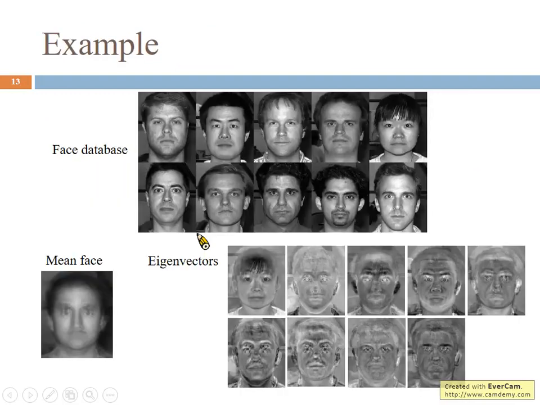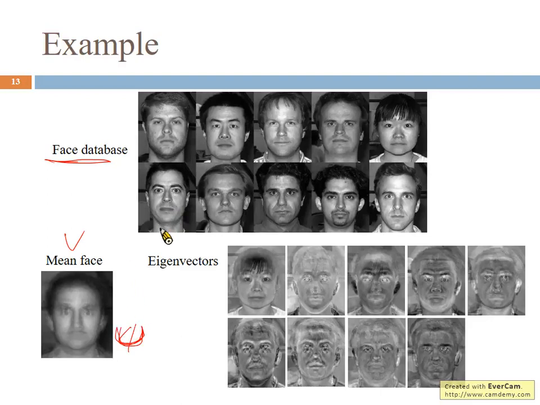Here we show some examples. Given a face database, right now we have 10 different faces. And then we can calculate the mean face, or the average face. This is the sign we mentioned above.